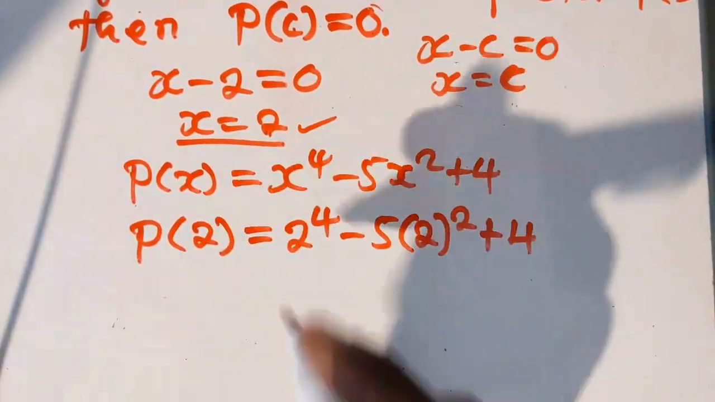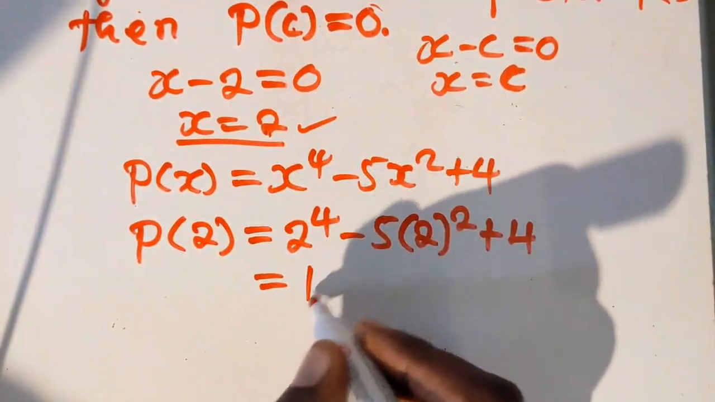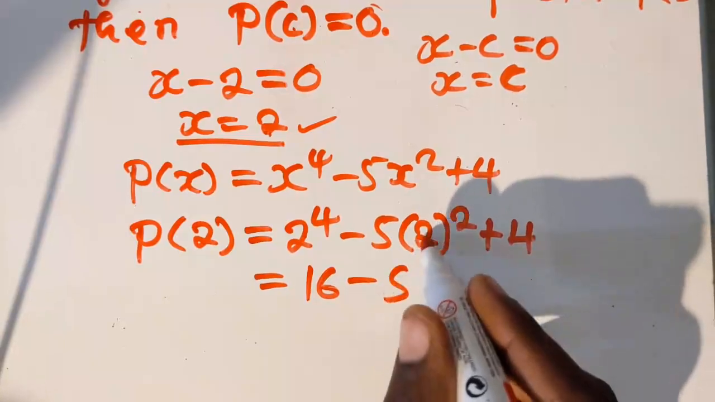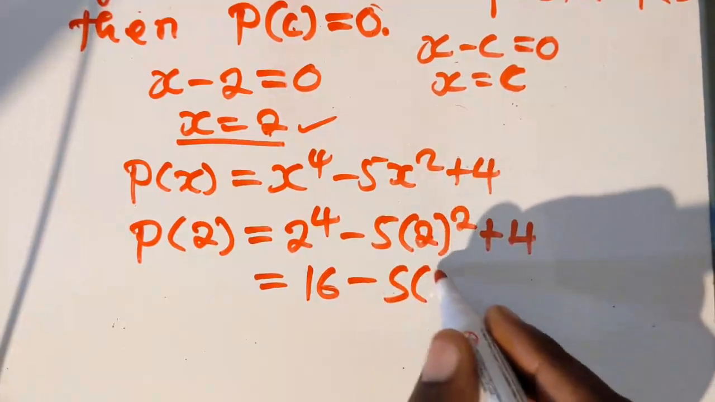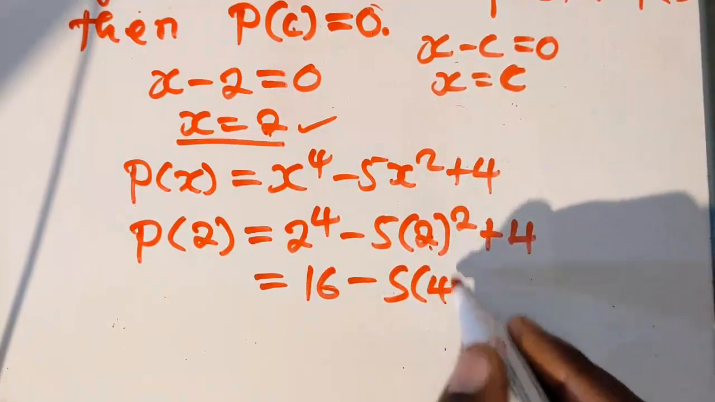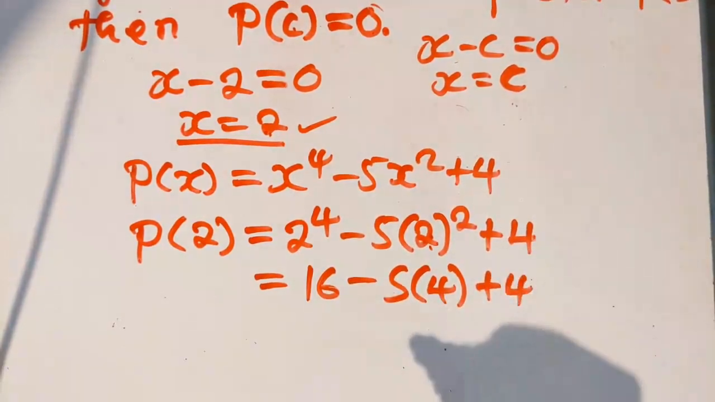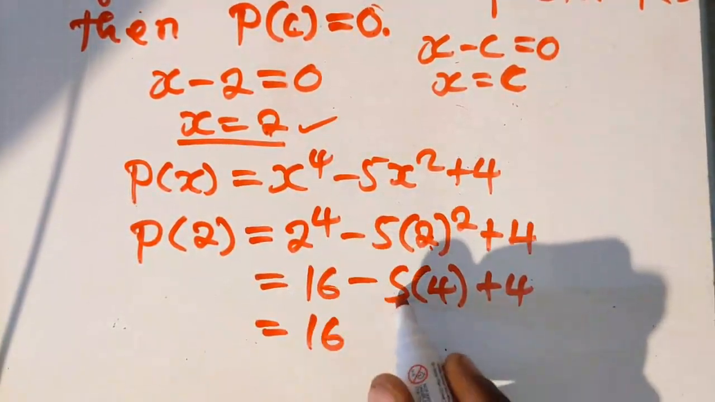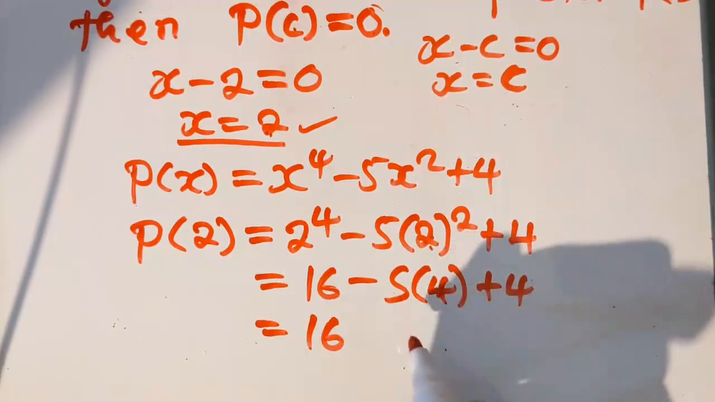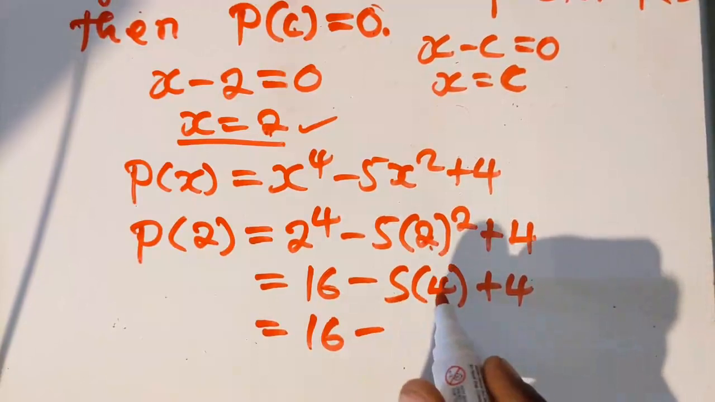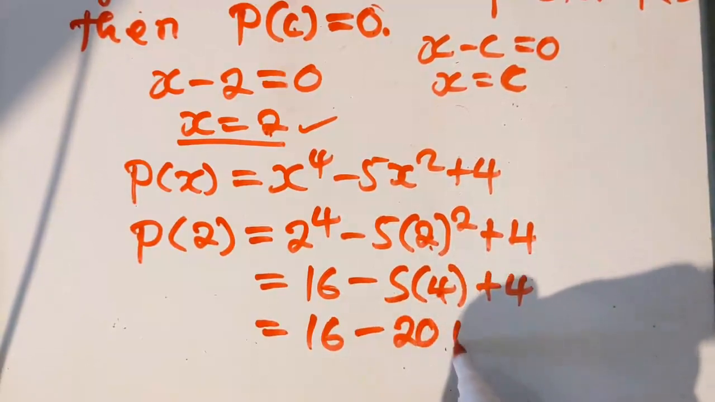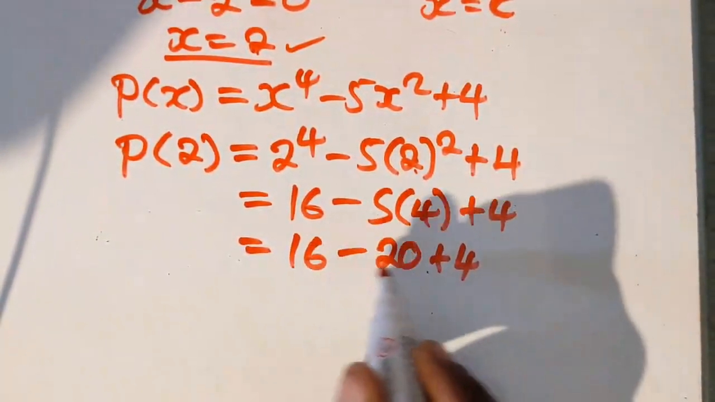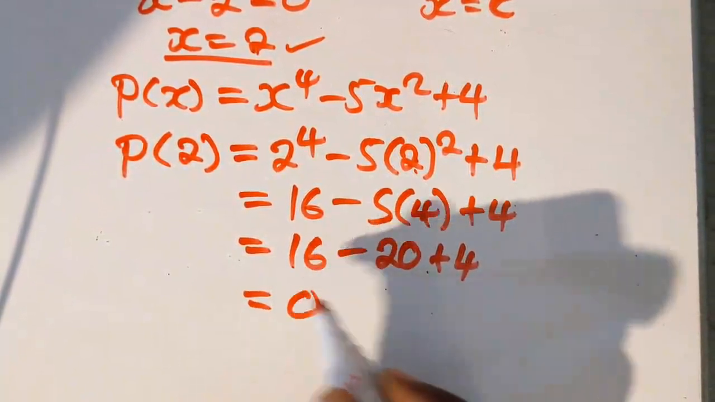So here we are going to have 16. Then minus 5 times 2 to the power 2, that is 4. Then there's plus 4. Then it is equal to 16 minus 5 times 4. 5 times 4 is going to give us 20. Then plus 4. When we solve this problem here, it is going to give us 0.